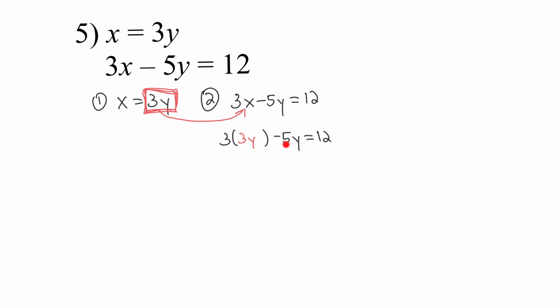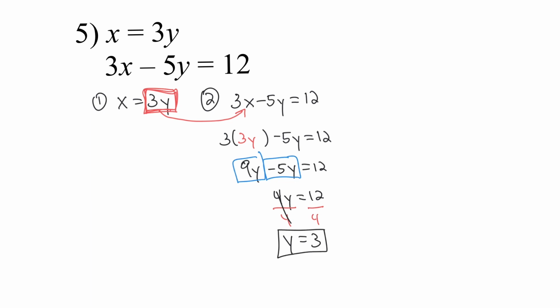Notice that we have the same variable. That's what we want. Now we can solve for y. So I'm going to multiply 3 times the 3y. That's 9y minus 5y equals 12. You guys combine like terms. These two are like terms. So we have the 9y minus 5y. That's 4y equals 12. And now you guys can solve for y. Divide by 4. So y equals 3. Okay, so we know the y value.